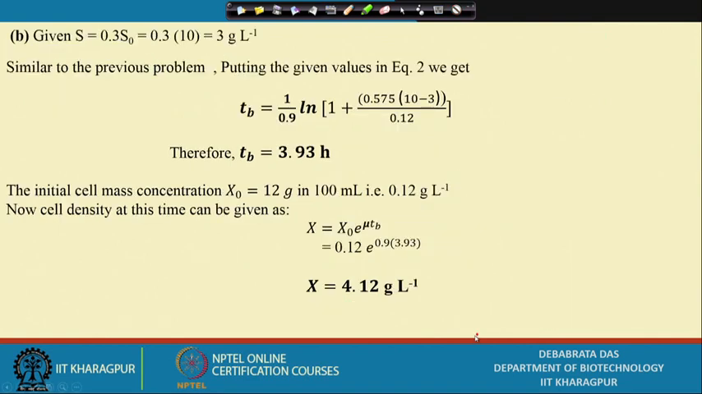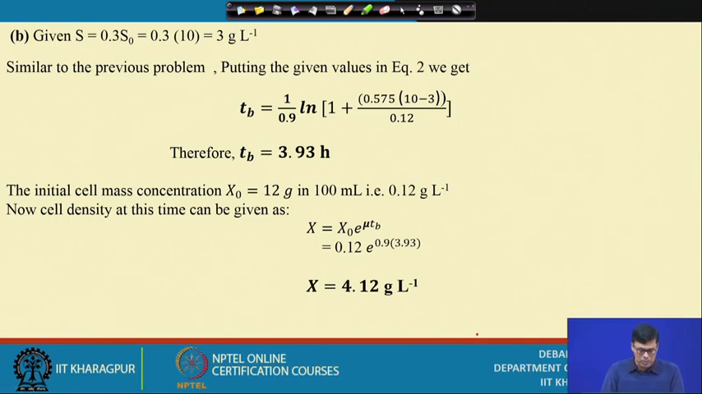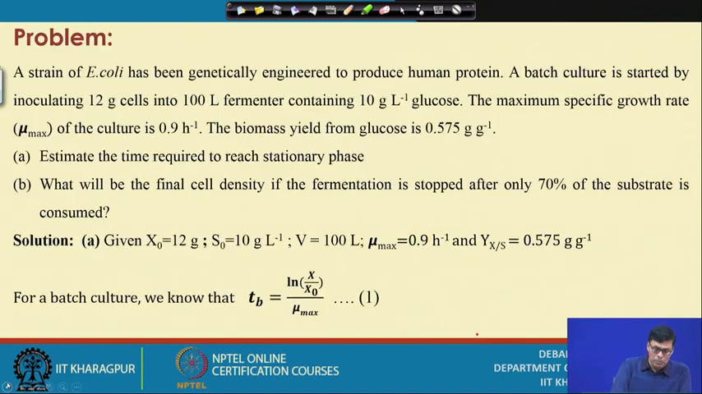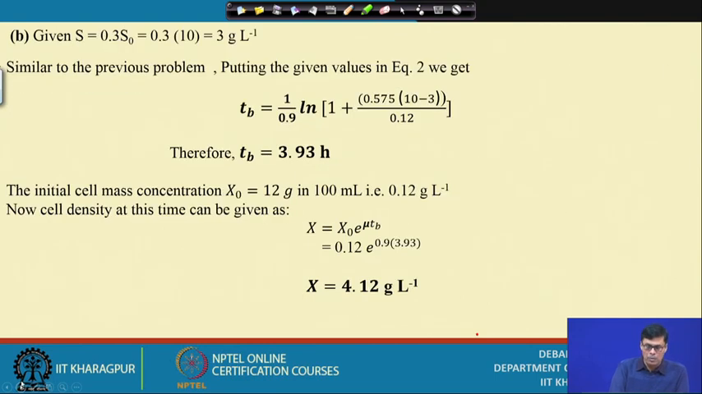Now, next is the cell mass concentration. If you look at this problem, what will be the final cell density? What do you mean by density? Density is equal to mass per unit volume. If the fermentation stops after 70% substrate is consumed, we shall have to find out, when 70% substrate is consumed, how much was the initial substrate? 10 grams per liter. How much substrate will be remaining with us? This is 30%. Am I right? So, you multiply it by 0.3, that means 3 grams per liter.